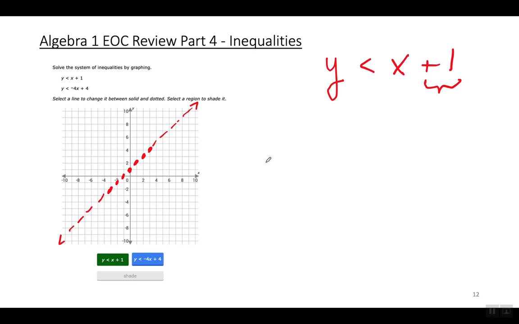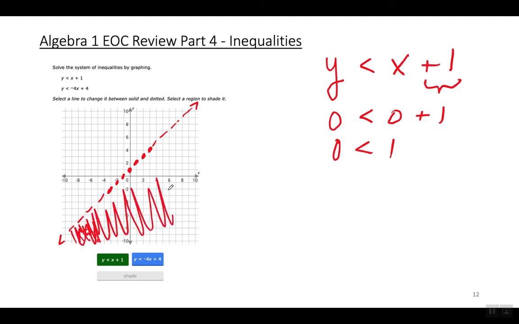Okay, now let's check the shading. All right, for the shading, I'm going to substitute 0, 0 to see if that makes it true or false. Ok, voy a sustituir 0, 0 para ver si eso hace esta inigualdad verdadero o falso. 0 less than 1. Is that true or false? That's true. 0 is less than 1. So in red, I'm gonna shade this side in red.